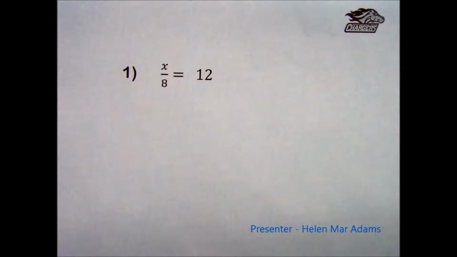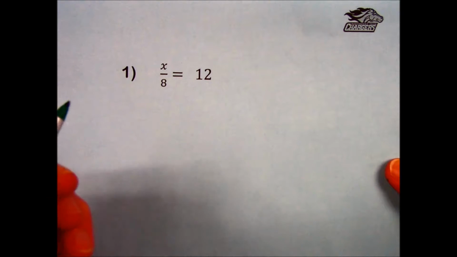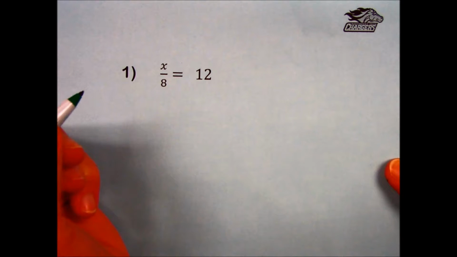Practice set 20 asks us to solve the division problems and check. Looking at number 1, this looks like something that you might have seen in 4th grade. What divided by 8 gives us 12? The undoing, or the inverse operation, of division is multiplication.